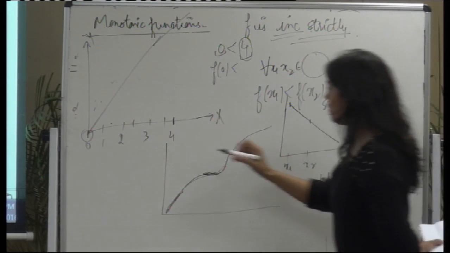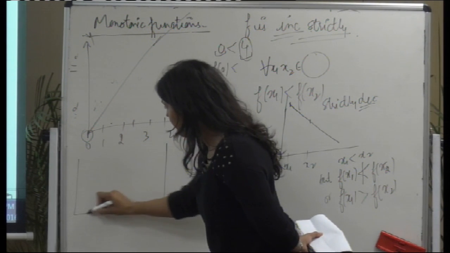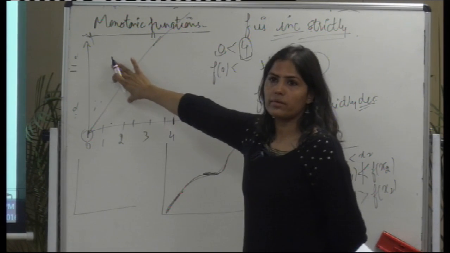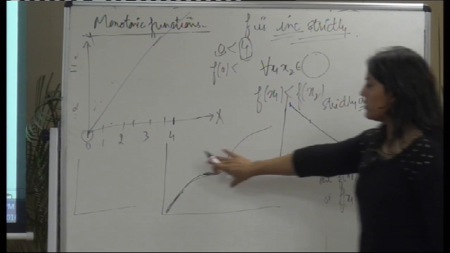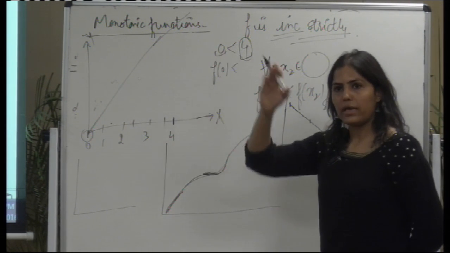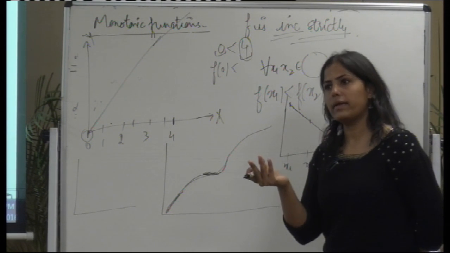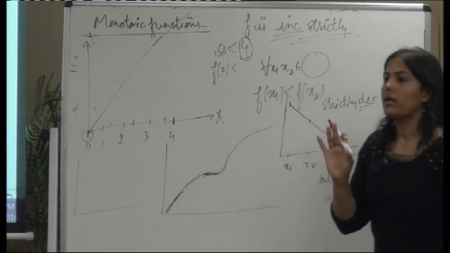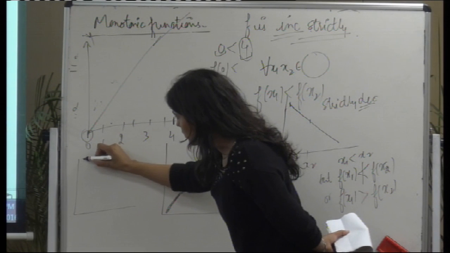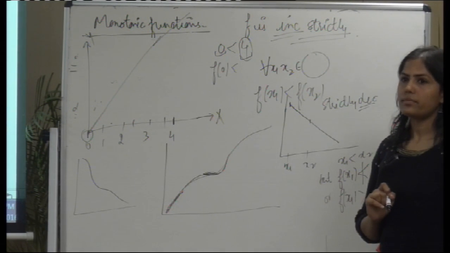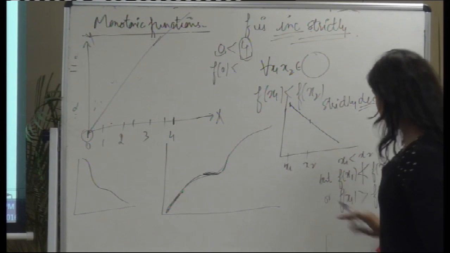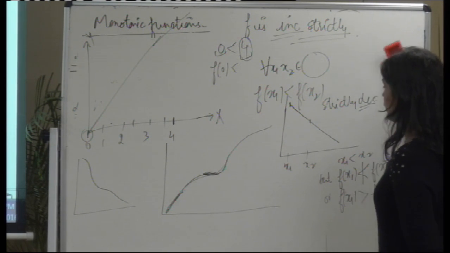What about now this function? Okay, this function is monotonic. This function is monotonic because either it should be increasing or decreasing. In both cases we say monotonic. Now what about this function? It is decreasing. Okay, so now it is clear to you.